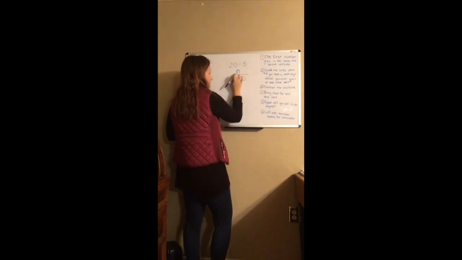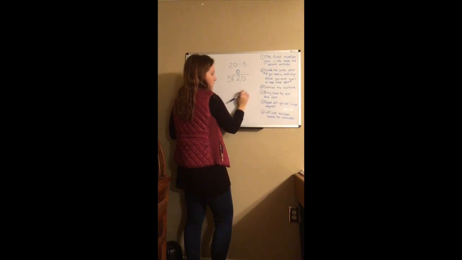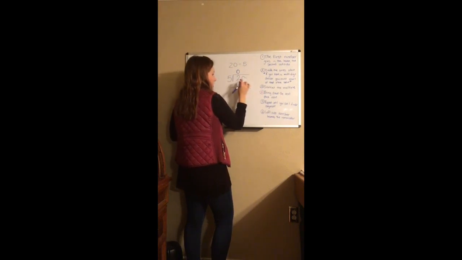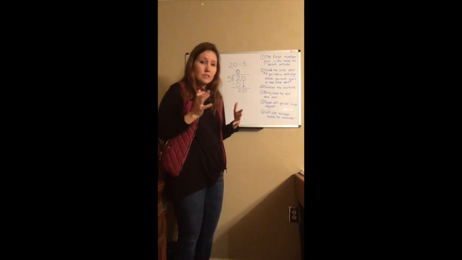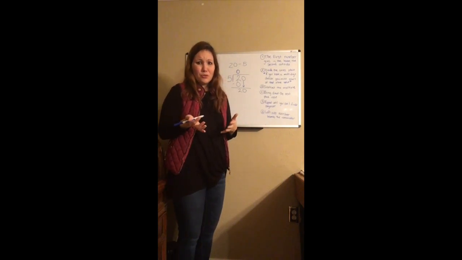So 5 times 0, it says subtract the multiple. So 5 times 0 is 0, so I'm going to subtract that. 2 minus 0 is still 2. I'm going to bring down the next place value, so I'm going to bring this down: 20. 5 goes into 20. So like I said, it's important to know your multiplication facts.